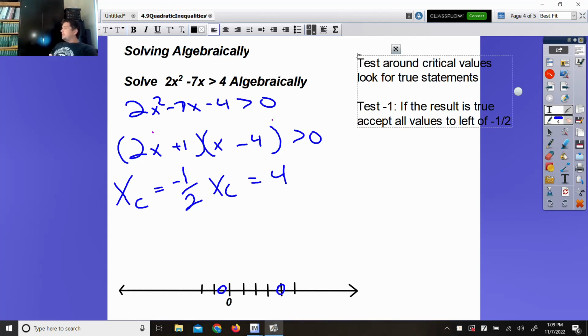I do this because I've done this enough times to know that it doesn't matter what you plug in, if it's to the left of negative 1/2 and it's true, everything else is true. You only got to pick one number in each direction. If it passes, they all pass. Or we can spend 30 minutes plugging in a whole bunch of random numbers. We're only going to plug into one number. I personally would go back to the original equation because it's usually easier to go back to the original equation. There's just less stuff to plug into. And I'm making a comparison to 4.